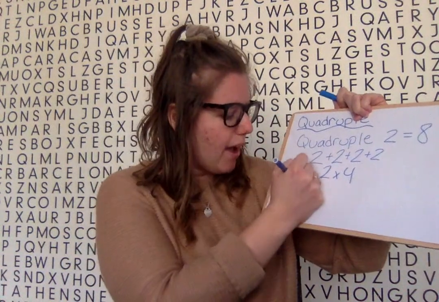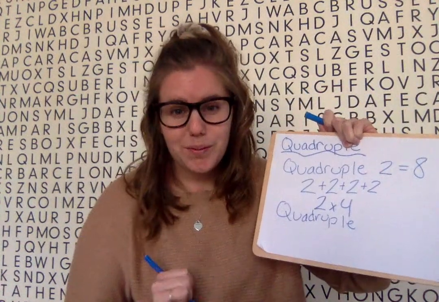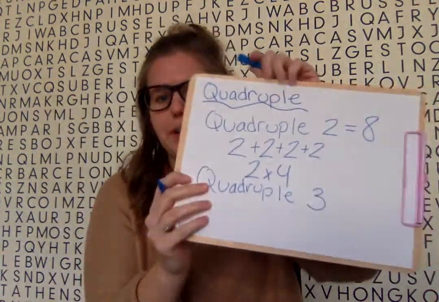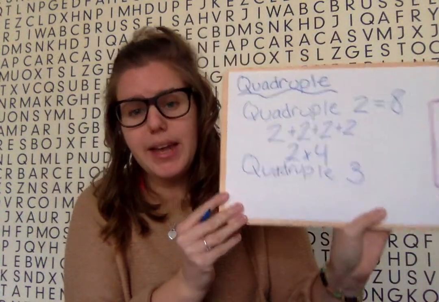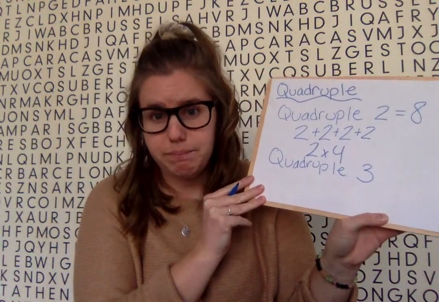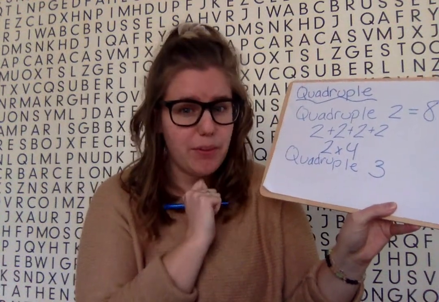So let's try one more together. We're going to try quadruple. Let's have a guess. What number do you think? 3. We're going to try quadruple 3. So how many times are we going to have to add 3 together? 4 is the right answer. So great job if you said that.